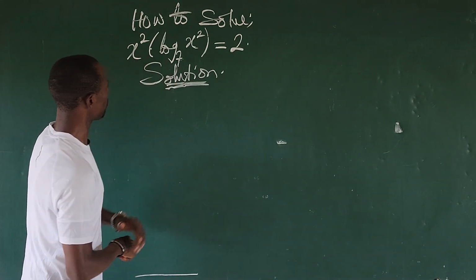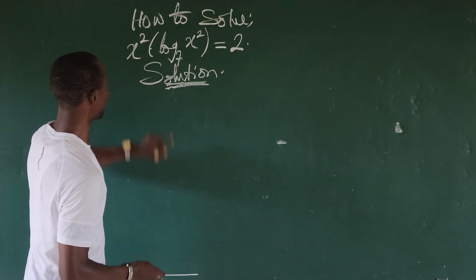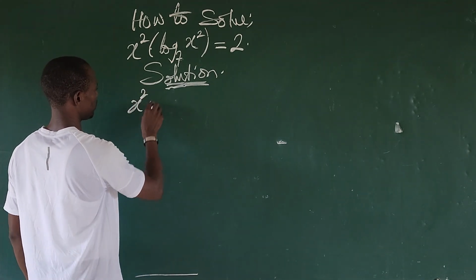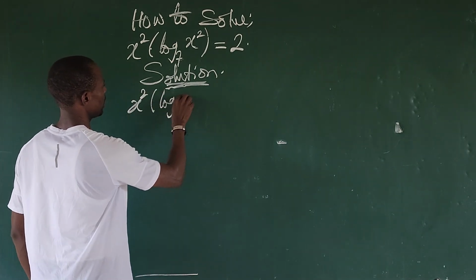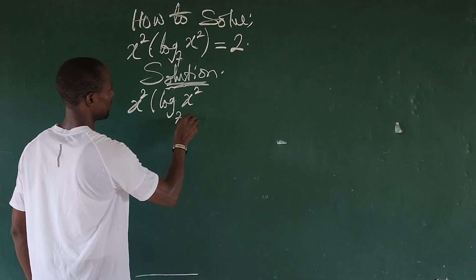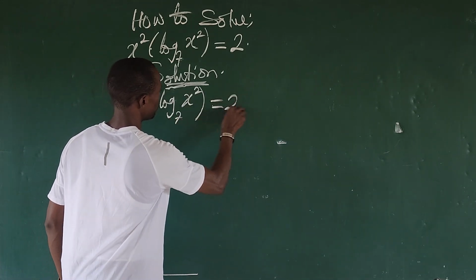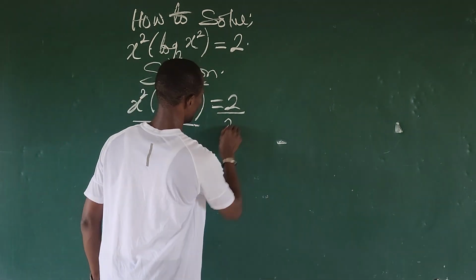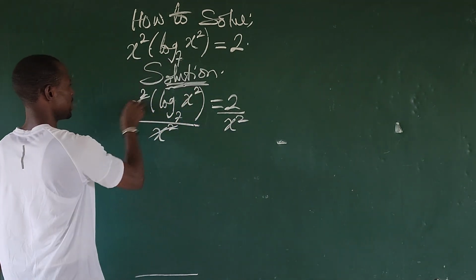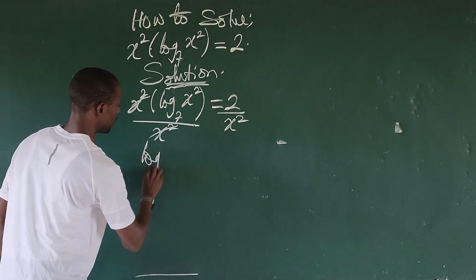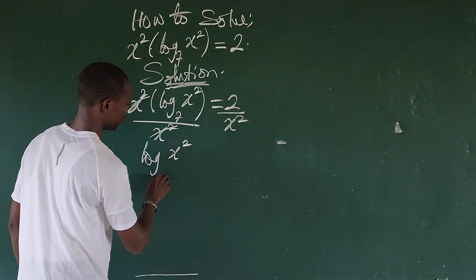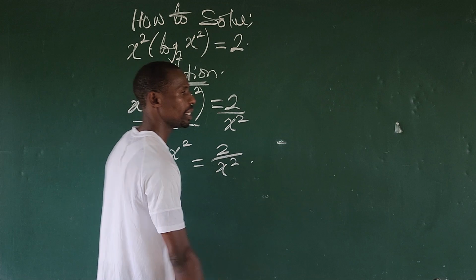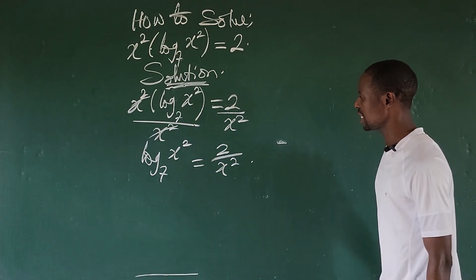Now, look at this expression we have here. The first thing we're going to do here is to divide by x to the power of 2. So this is going to give us x to the power of 2 times log x to the power of 2 base 7 equal to 2. Then we divide this by x to the power of 2. We equally do that to this side. This leaves the x to the power of 2 on the left, so we now have log x to the power of 2 base 7 equals 2 all over x to the power of 2. Easy. Okay? So what are we doing next here now?